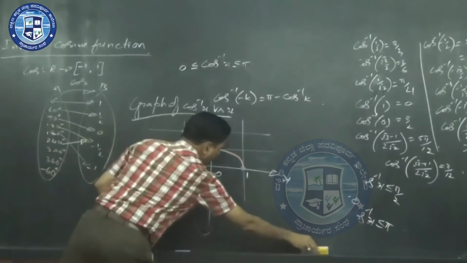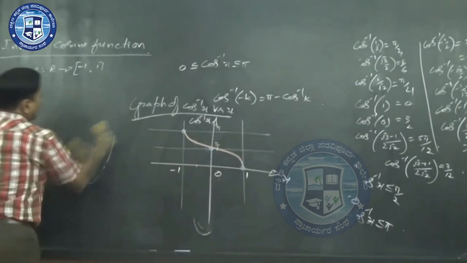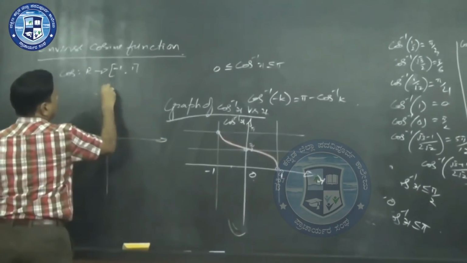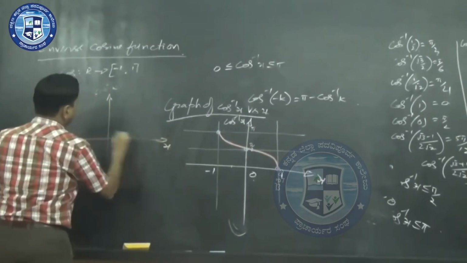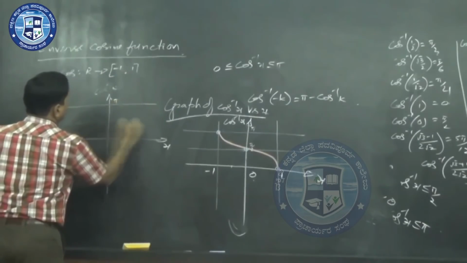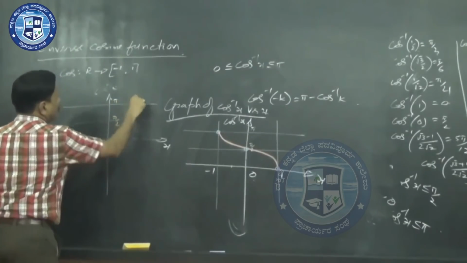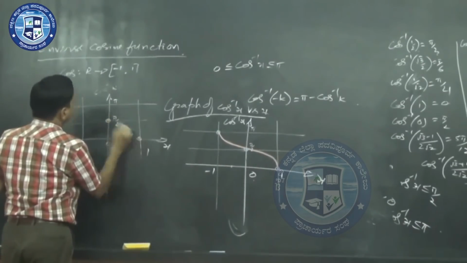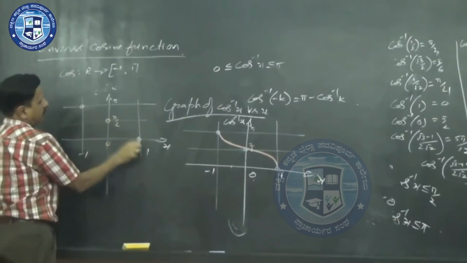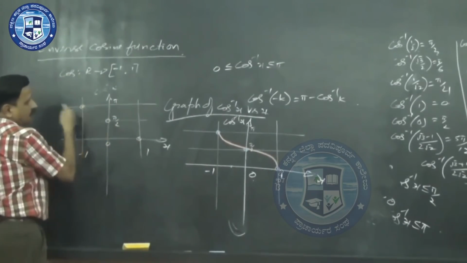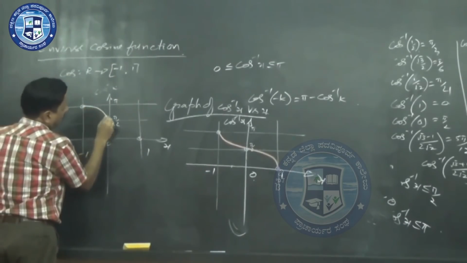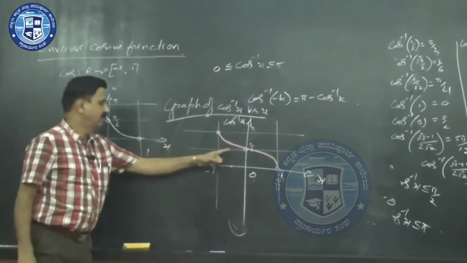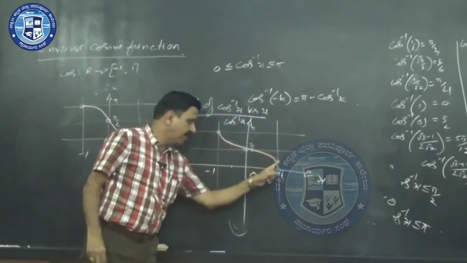Once again, one doubt arises at this stage. Look at this: this is cos inverse x, this is x, this is pi, this is pi by 2, this is 0, this is 1, and this is minus 1. One point is here, one point is here, one point is here. Cos inverse 0 is pi by 2, cos inverse 1 is 0, cos inverse minus 1 is pi. Now the question is, why can't the graph be like this? I have preferred to write the graph like this.